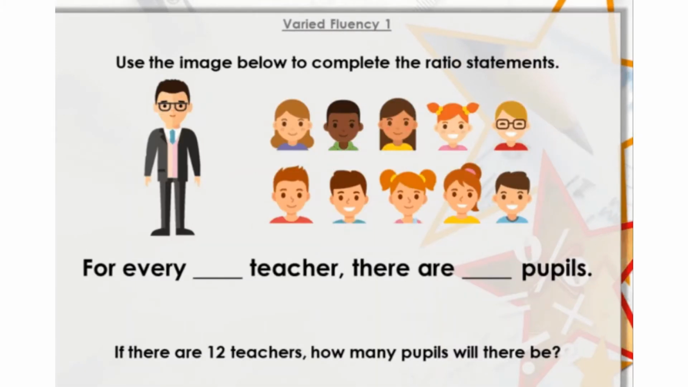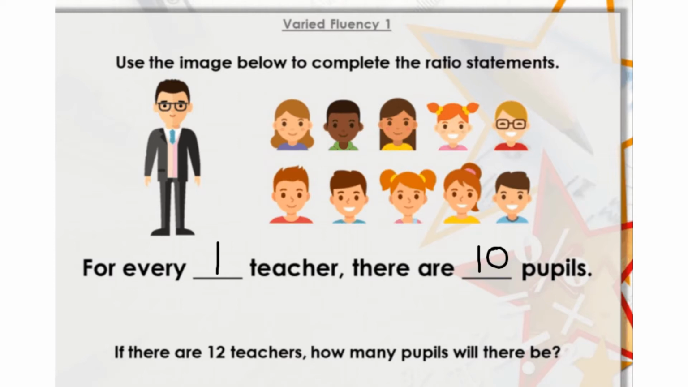Use the image below to complete the ratio statements. For every 1 teacher, there are 2, 4, 6, 8, 10 pupils. For every 1 teacher, there are 10 pupils. Oh my, very small class. That would be interesting, wouldn't it?